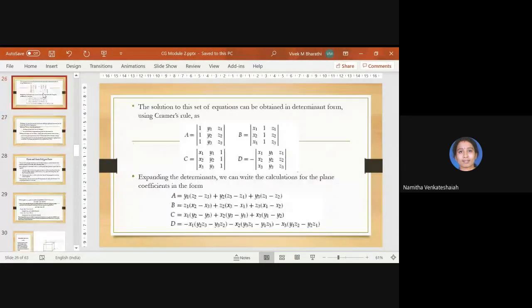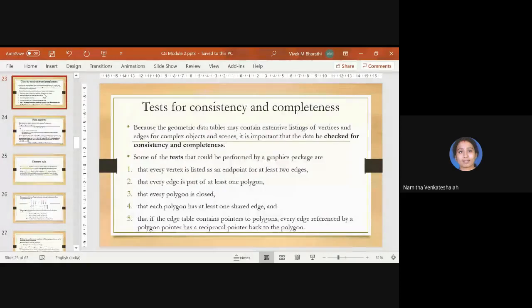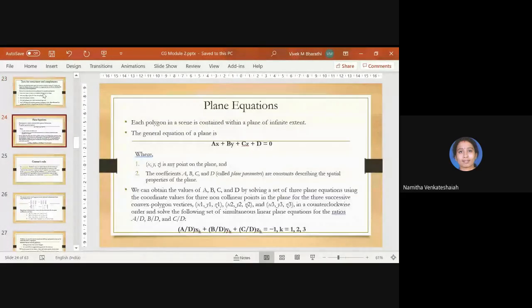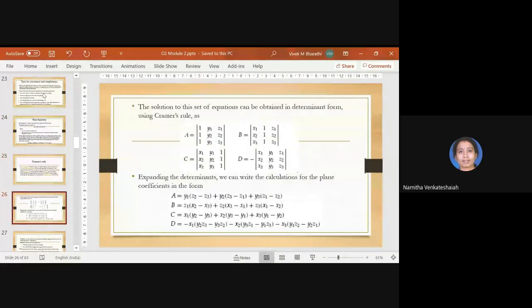Okay, so before getting to the next topic, I'll tell you what actually we discussed here. We discussed about plane equations. Okay, so this plane equation is useful for us in which sense? It is useful because I have to make a decision while drawing the polygon in the scene, whether it is in XY plane, YZ plane, or XZ plane. In order to make this decision, these plane parameters would help me. Okay, so how do you find plane parameters? Using Cramer's rule, you can find it.